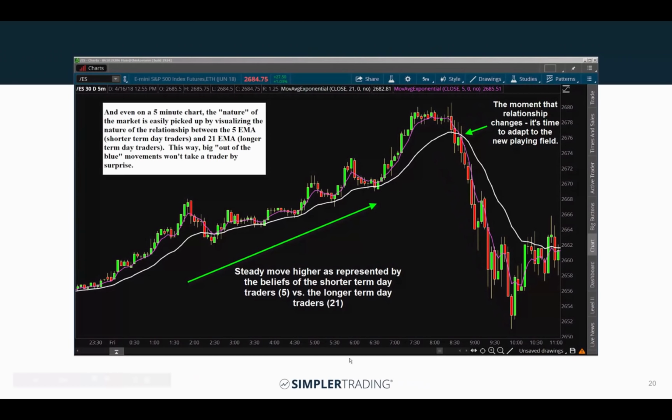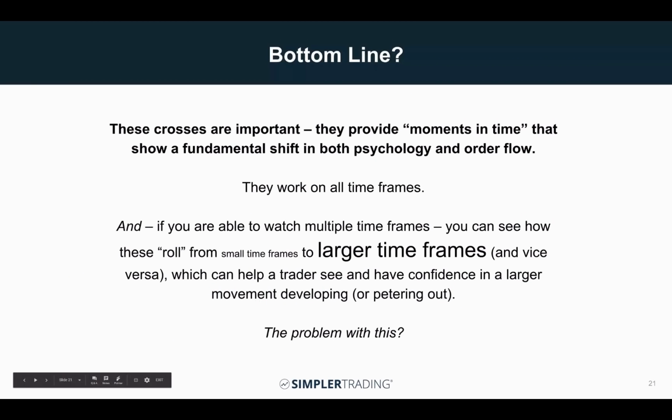So the crosses are important. They provide moments in time that show a fundamental shift in both psychology and order flow. They also work on all time frames. So the question is, what time frame is the best one to watch?